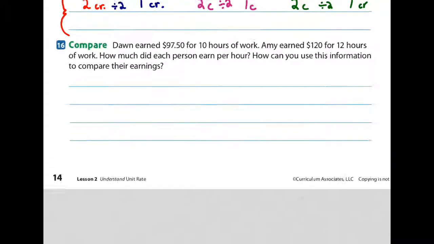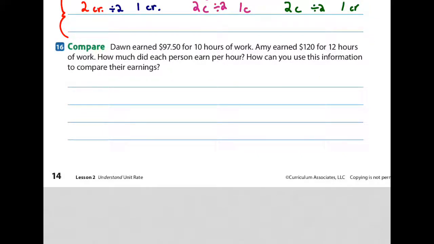Let's go to number 16. Now, number 16, we'll read it, and then we'll talk about what we're going to do together and what you were going to do. It says, Dawn earned $97.50 for 10 hours of work. Now, as I read that, my brain is thinking that's a ratio. Amy earned $120 for 12 hours of work. How much did each person earn per hour? How can you use this information to compare their earnings? So let's do this. Together, we're going to figure out what Dawn earned in 1 hour. Because this is what, notice it tells us, how much did each person earn per hour. But then I'm going to have you figure out what Amy earned per hour. And then we'll talk about answering that question at the end.